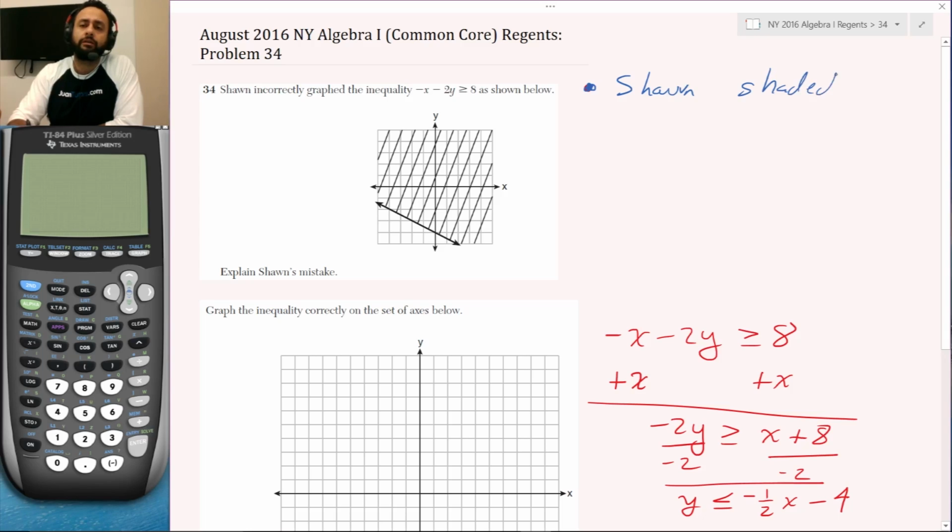Sean shaded above the line instead of below the line.